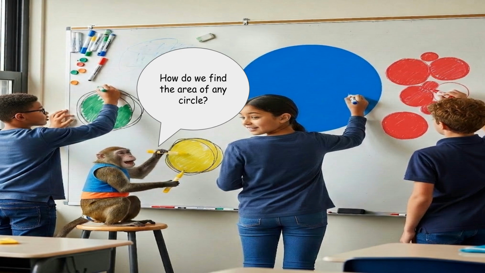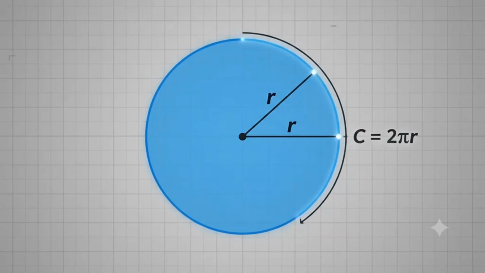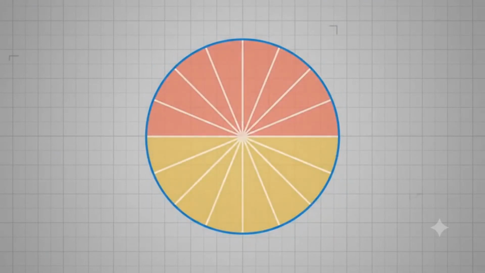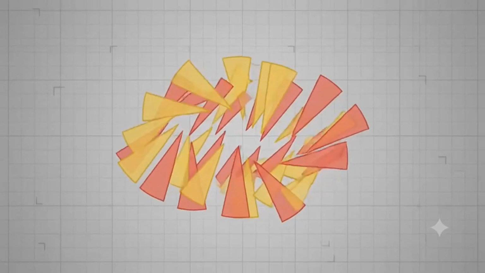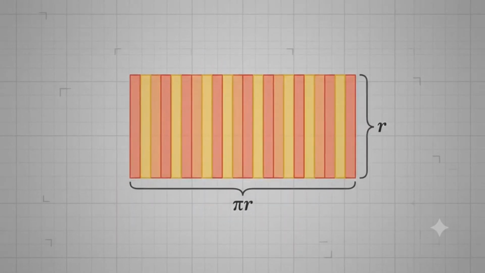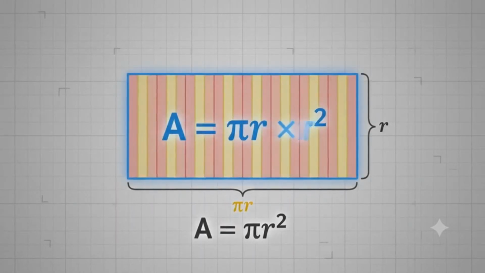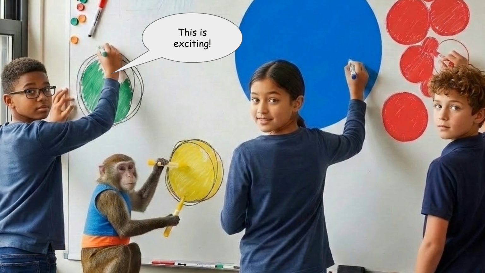How do we find the area of any circle? Let us look at the animation. This scene shows a blue circle with the radius r marked. It is exciting to learn how to calculate the area of the circle.